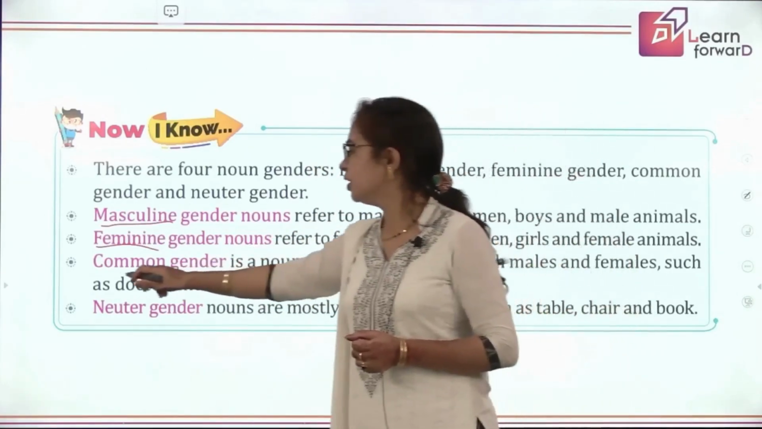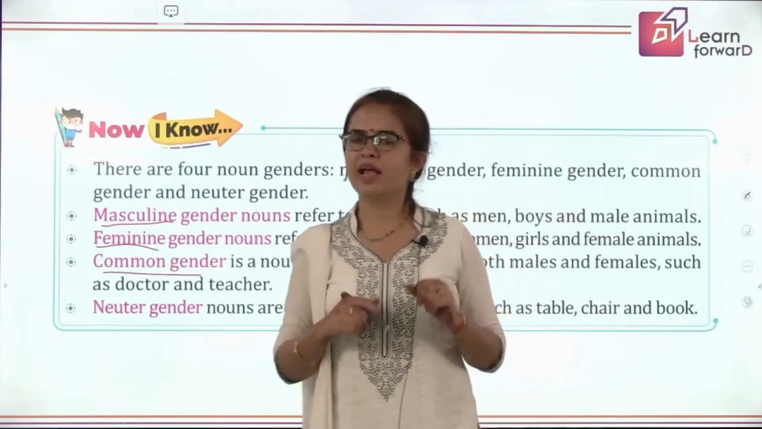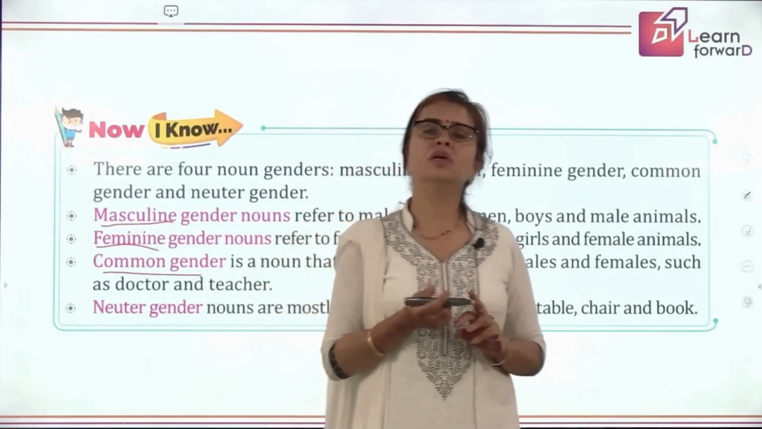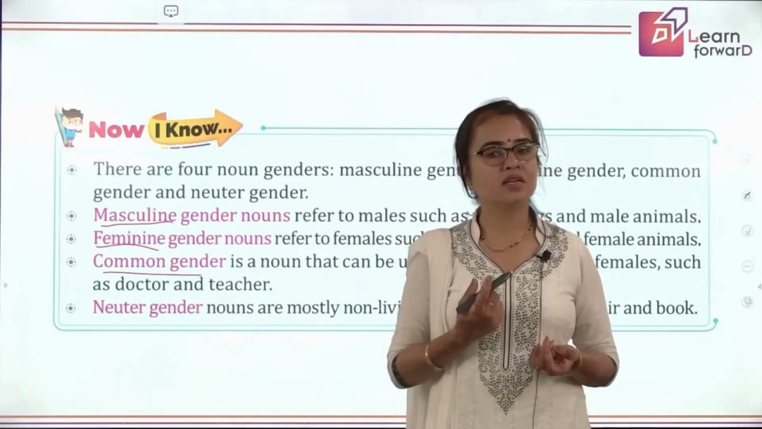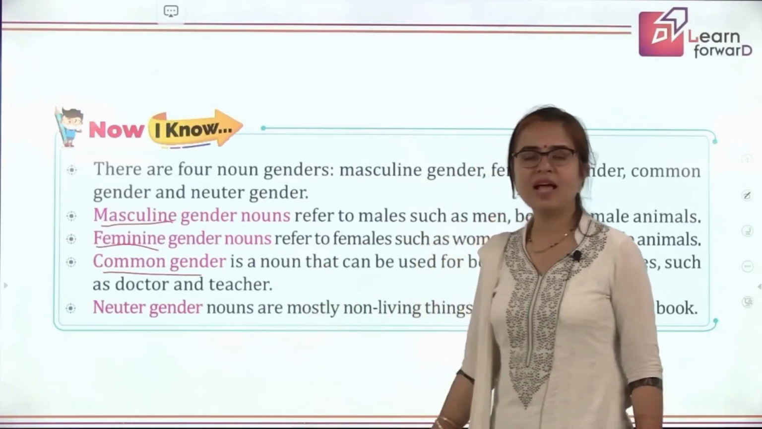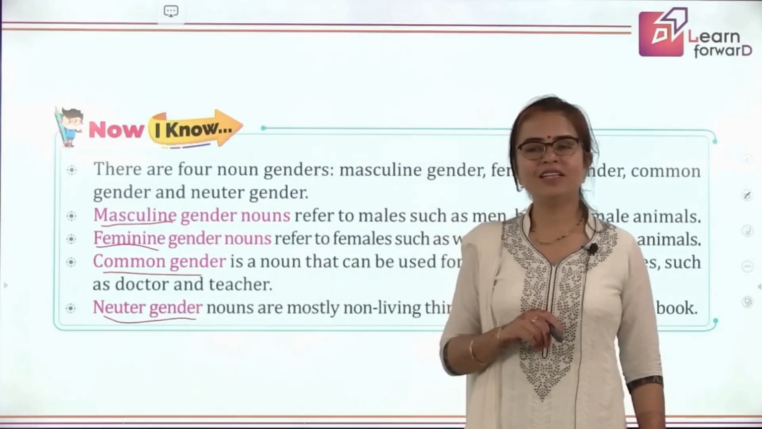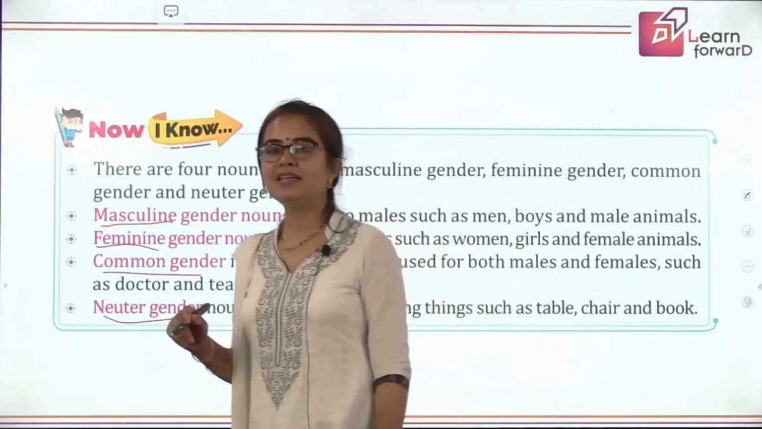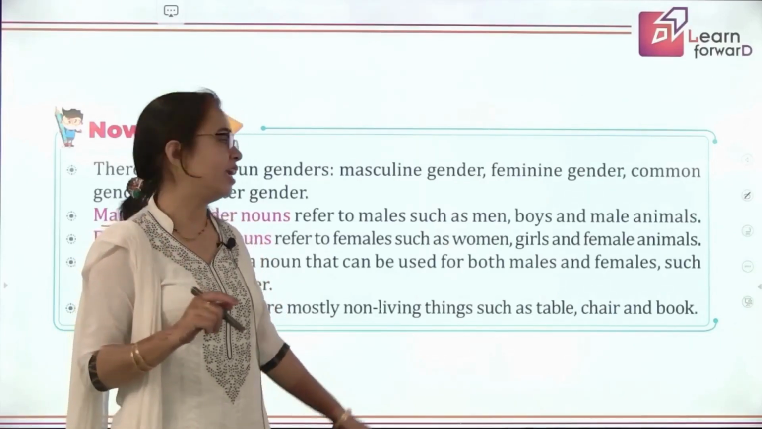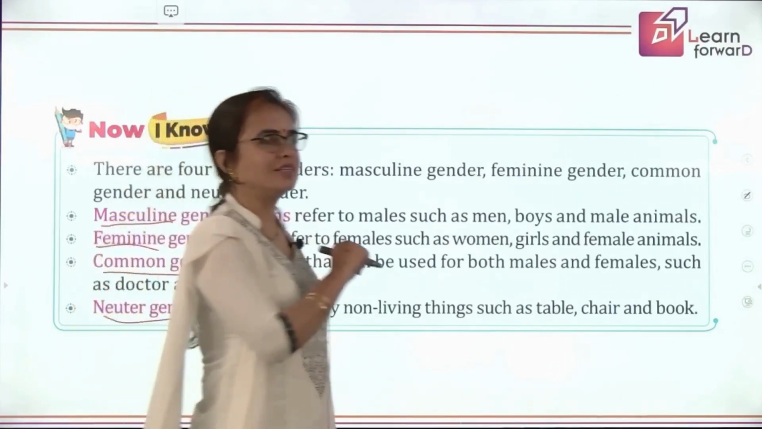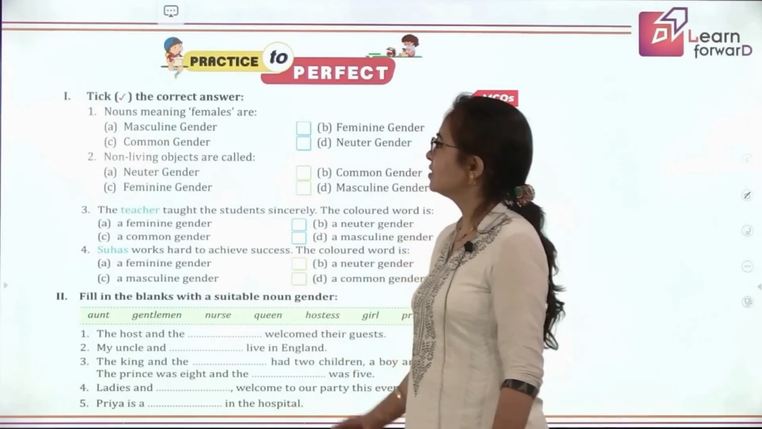Then for common gender, we have the words, the nouns that we use for both masculine as well as feminine, like doctor, lawyer, engineer, scientist. Then we have artist, dancer, singer. All these can be males as well as females. Then the neuter gender stands for non-living things. And what is to be remembered here is that trees are living, still they are taken as neuter gender. That's brilliant, students. So, it's time to do some exercise now.